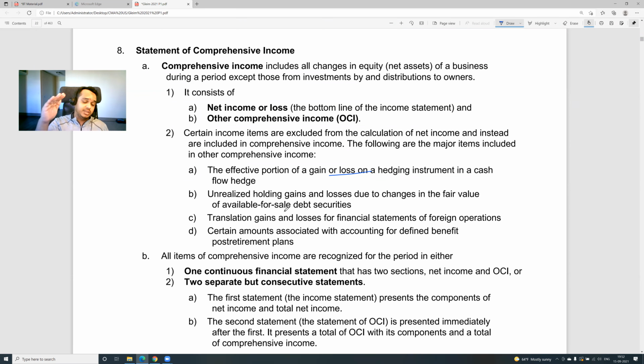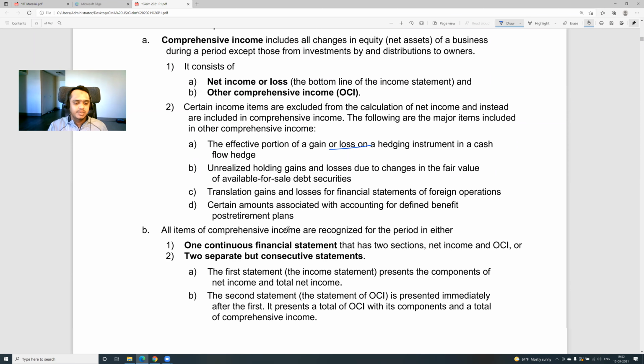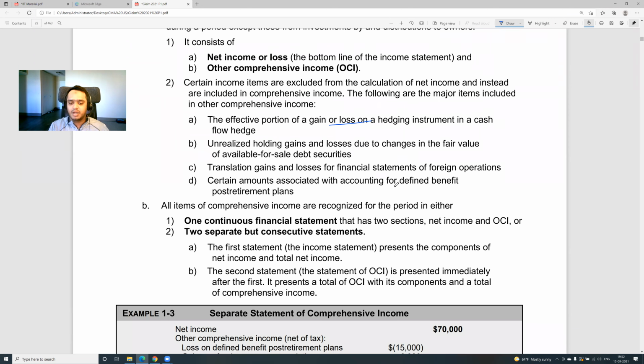Not directly towards the net income. Why? Because it is not directly attributable to the daily operations. If it is there in the daily operations, it goes towards net income. If not, then it comes under the other comprehensive income. Okay, then certain amounts associated with accounting for defined benefit, post-retirements, all those will also be in there.